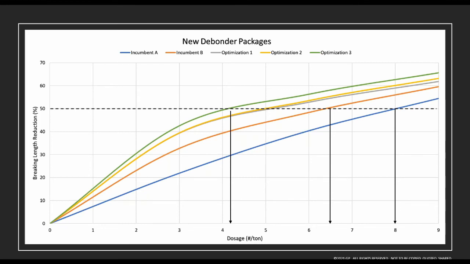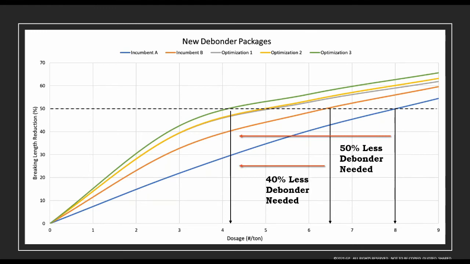So when you're comparing to our first incumbent, that's 50% less Debonder. To our second incumbent, that's 40% less Debonder. So we have to use far less of the Debonder chemistry to hit the same strength reduction, which not only has opportunities for significant cost savings, but also the more chemistry you can pull out of your papermaking process, usually the better. Because some chemistries not only impact your paper properties, but they also impact your machine runnability.